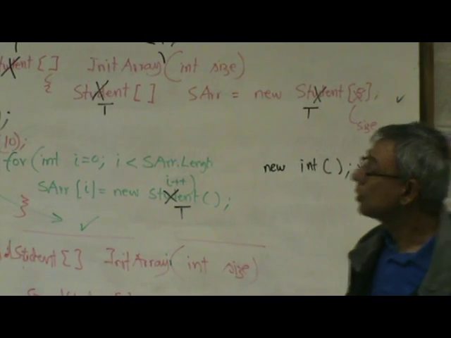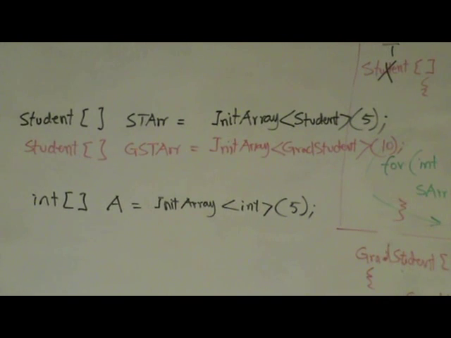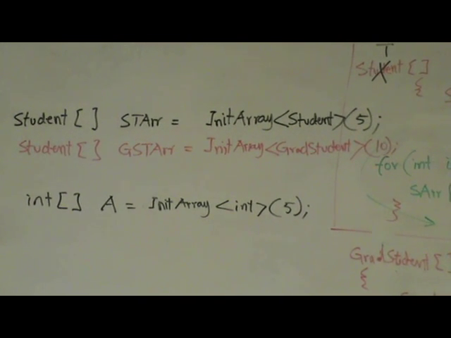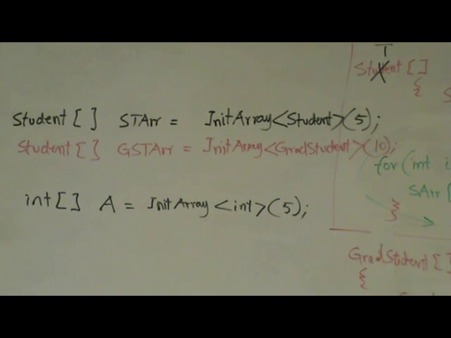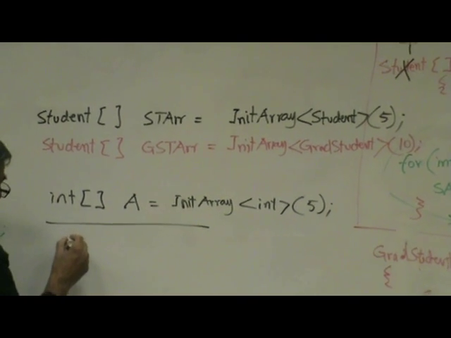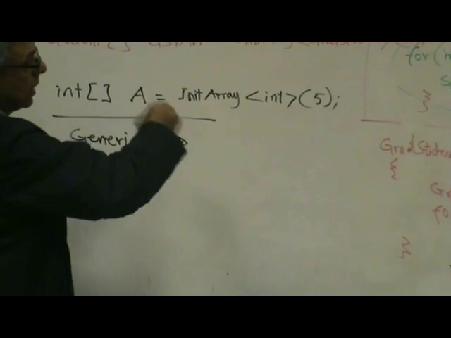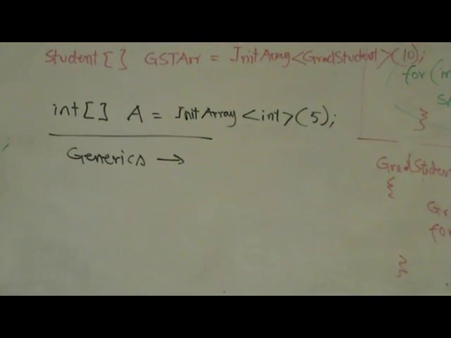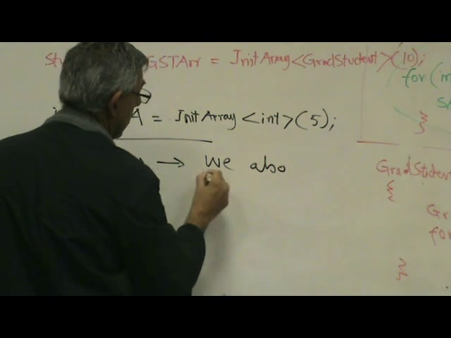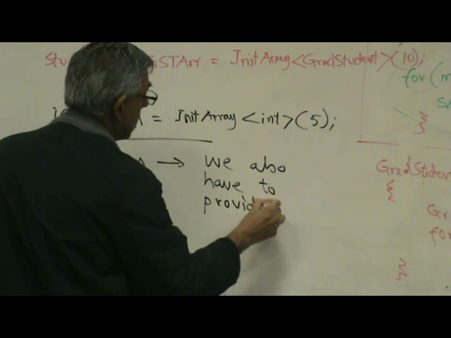So C# is very good about if there is a possibility that somebody can trigger it in a wrong manner, it won't even let you compile the code. Okay? So when we write generics, especially as it's slightly more involved situation, then we also have to provide constraints.